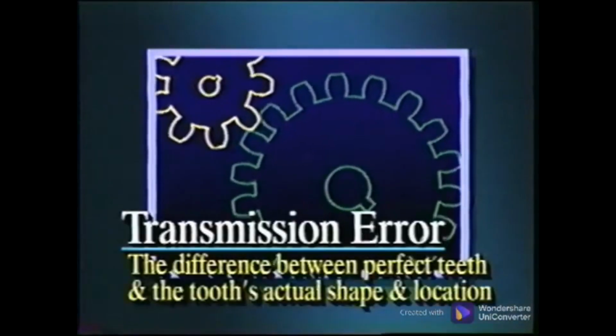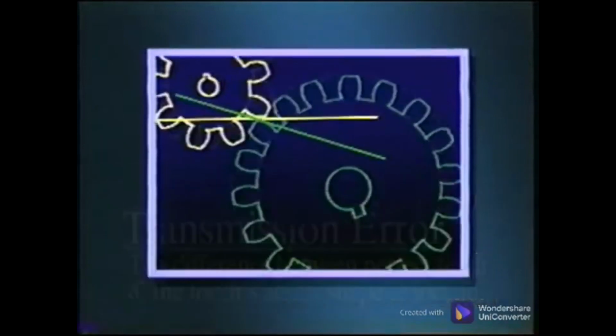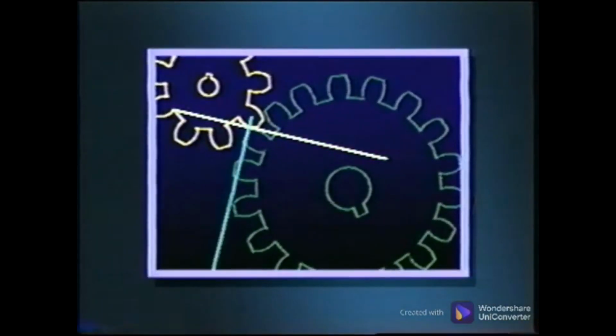Transmission error is defined as the difference between the output shaft's location if all the teeth and gears were perfectly placed and the shaft's actual location. Earlier in this program, we showed the best design position and shape of the teeth for maintaining conjugacy. Any variation in the position of the teeth as they mesh is called transmission error.